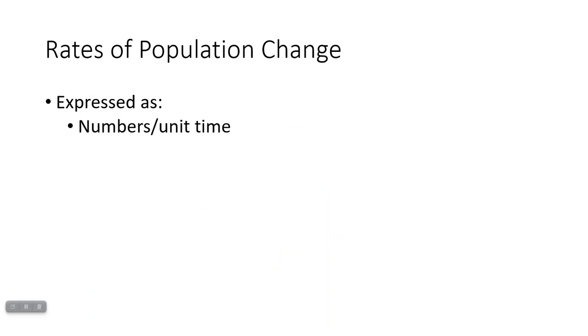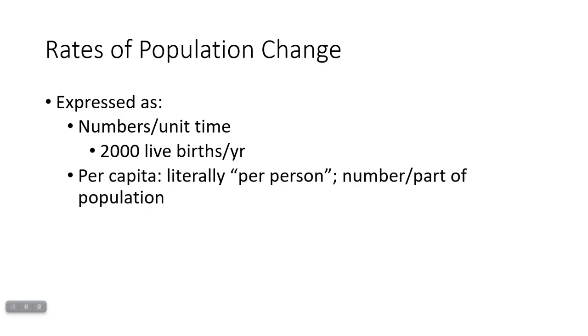So, rates of population change are usually represented as something like numbers per unit time. So, you know, 5,000 organisms per year, or you could say 2,000 live births per year, or they can sometimes be represented as per capita, literally meaning per person. So it's the number divided by the part of the population. So you could have something like 122 live births for every 1,000 individuals in a population. This allows you to do comparisons regardless of how big or small a population is.